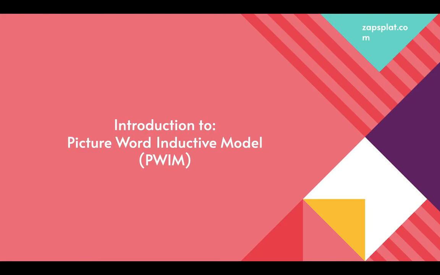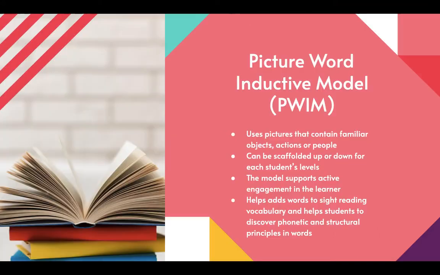Today, we will be talking about Picture Word Inductive Model, or PWIM. The Picture Word Inductive Model, or PWIM, uses pictures that contain familiar objects, actions, or people. It can be scaffolded up or down for each student's levels, and the model supports active engagement in the learner. This is a great tool because it helps add words to sight reading vocabulary and helps students to discover phonetic and structural principles in words.